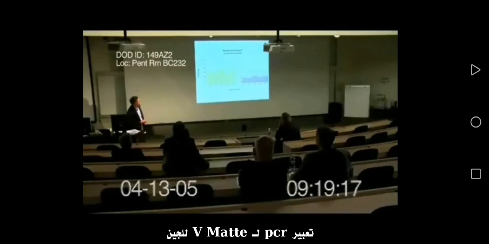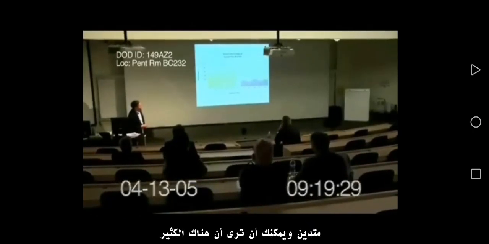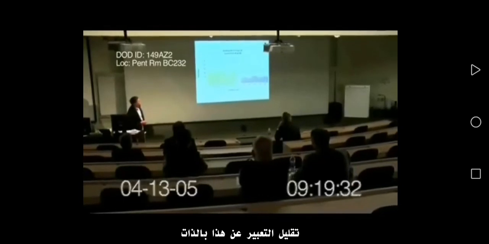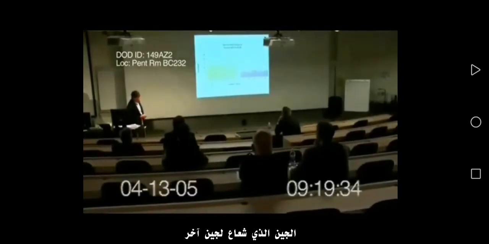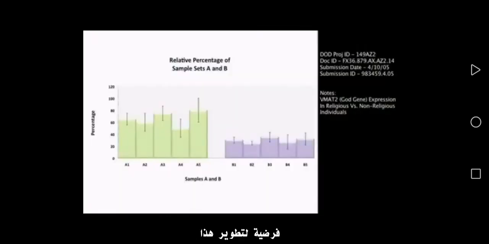Here we have individuals who are religious fundamentalists, religious fanatics, and this is the expression, real-time PCR expression of the VMAT2 gene. Over here, we have individuals who are not particularly fundamentalists, not particularly religious, and you can see there's a much reduced expression of this particular gene, the VMAT2 gene. Another evidence that supports our hypothesis for the development of this approach.